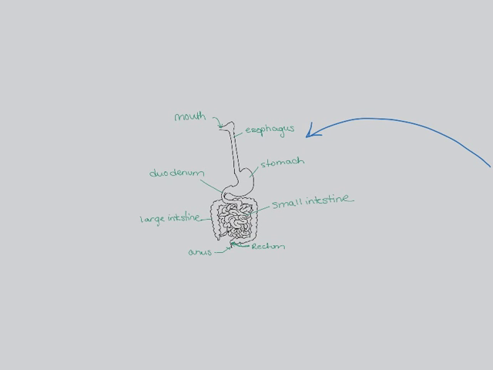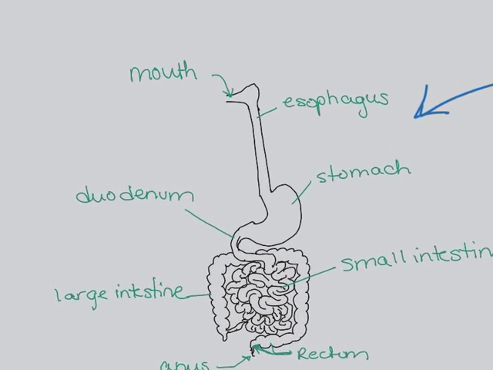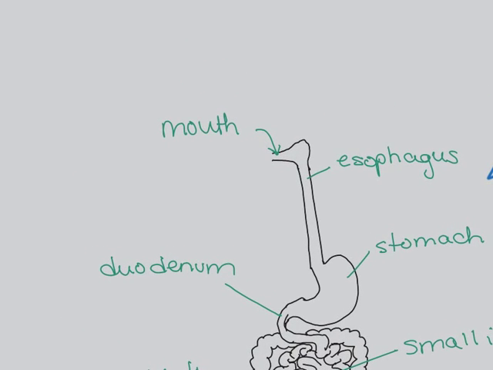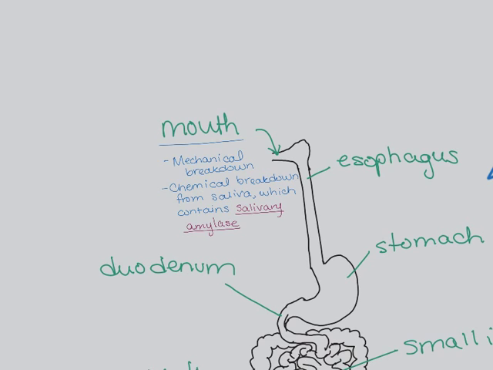And now we'll take a look at the function of each part, starting with the mouth. The mouth performs mechanical breakdown in chewing, as well as chemical breakdown because of the salivary amylase present in the saliva, as well as many other enzymes that help with breaking down foods.